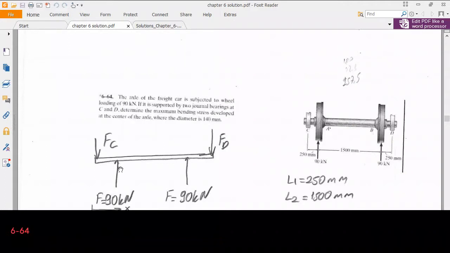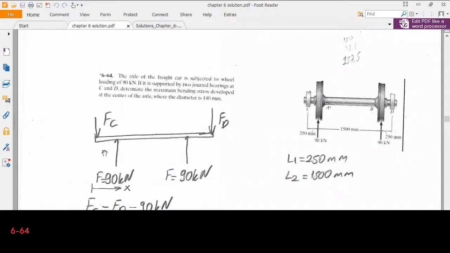In fact, we have two wheels. Each carries a load of 90 kilonewtons. Let's say that these forces are F. Then we have the reaction forces at point C and at point D. I choose the direction of the reaction forces downwards in the vertical direction. We don't have any horizontal component of the force in the system, of course.